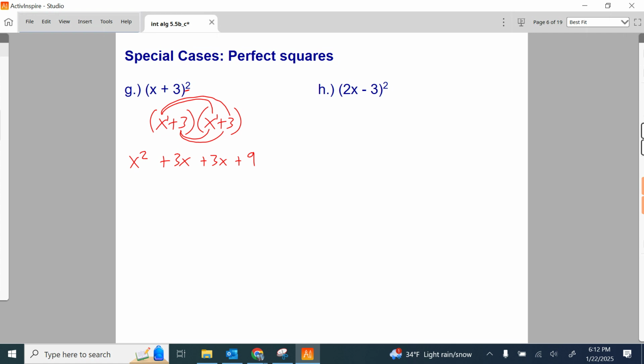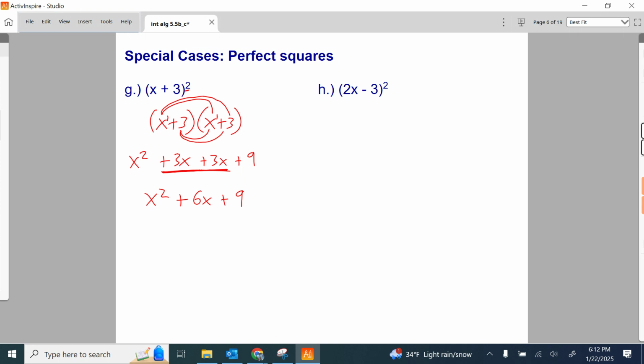The middles are not going to cancel out like our last ones, but we can combine them together. So what we end up with is x squared plus 6x plus 9. All right, so that's what we get for an answer.